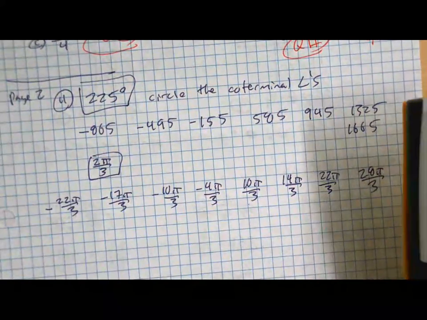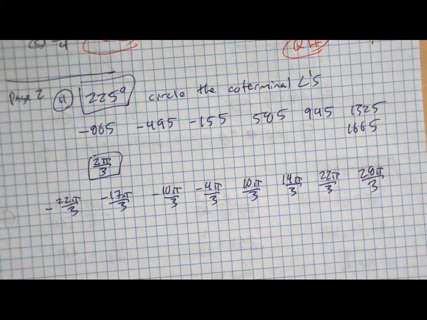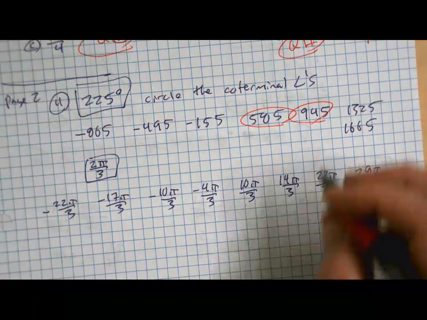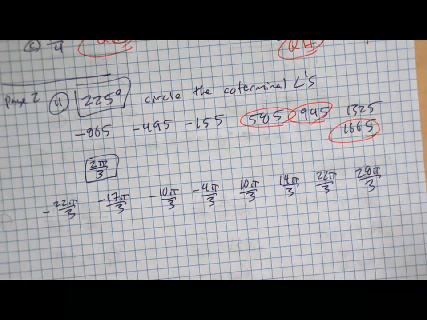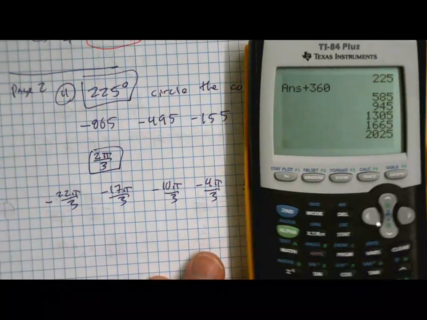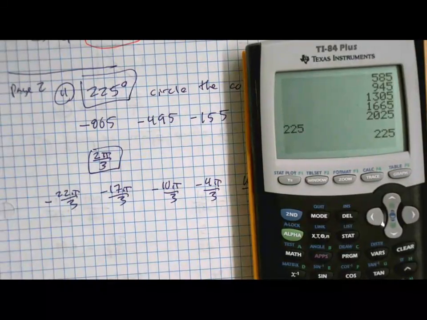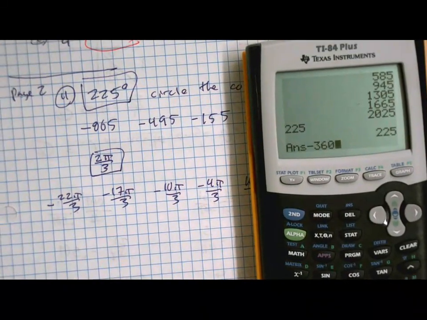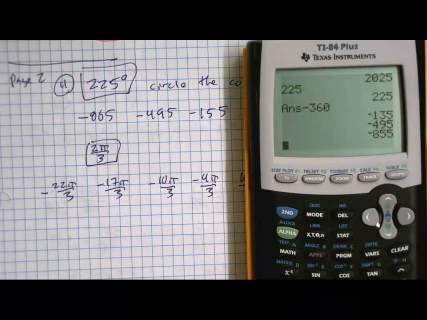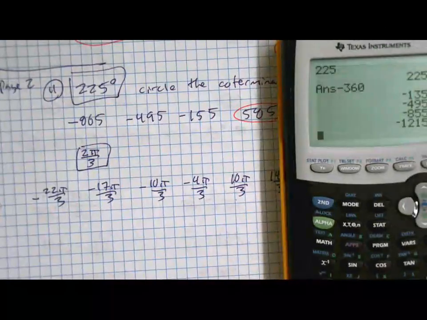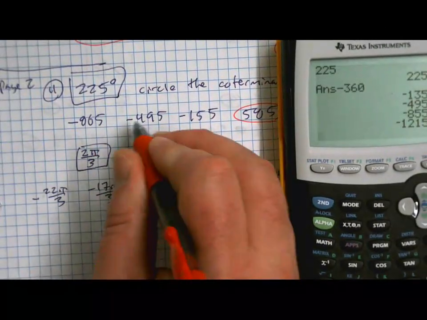Do that a few times and circle the ones that match. And then go back and do it again. You're going to have to type in the 225 again, but then do minus 360. That way you don't have to keep typing minus 360. You can just hit enter a few times and circle the ones that match.